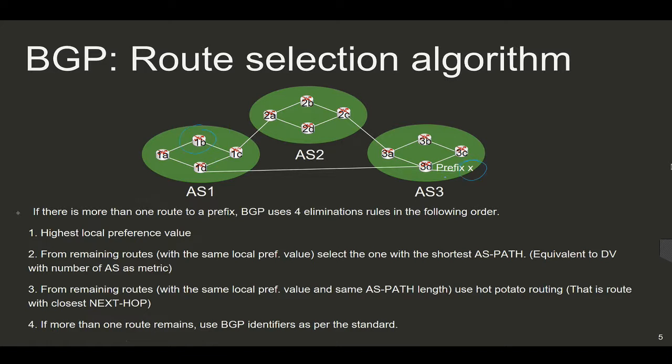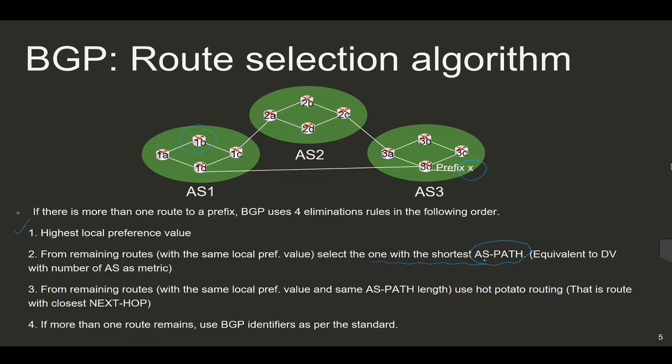So what's going to happen is that if there's more than one route, BGP is going to use 4 elimination rules in the following order. First, it's going to pick the route that has the highest local preference value. And if 2 or more routes have the same local preference value, it's going to select the one with the shortest AS path.